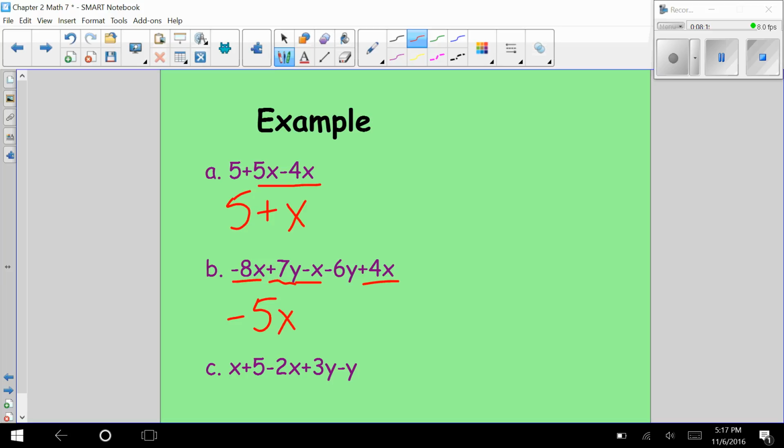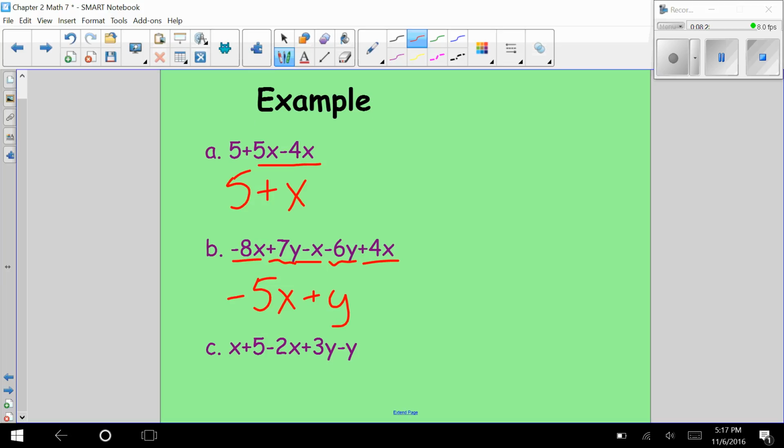Then we have 7y and negative 6y. That's just plus y or plus 1y. And then for C, our like terms are x. That'll turn into a negative 2x, which makes a negative 1x. We have a plus 3y and a negative y, or minus y, which makes a plus 2y. And then we've got our plus 5 not combining with n.